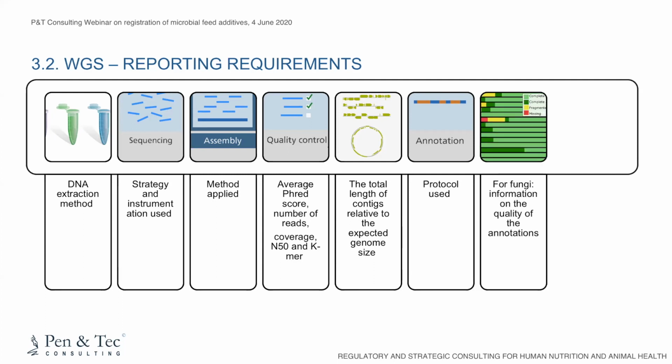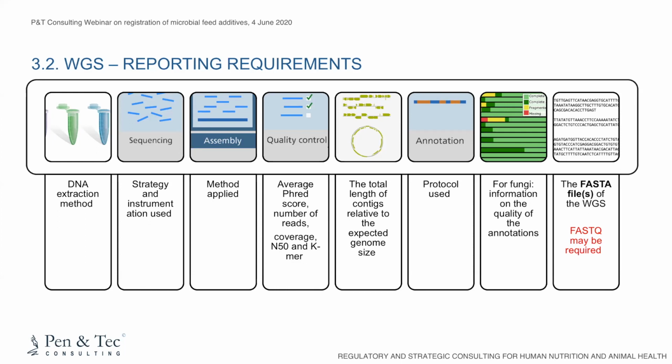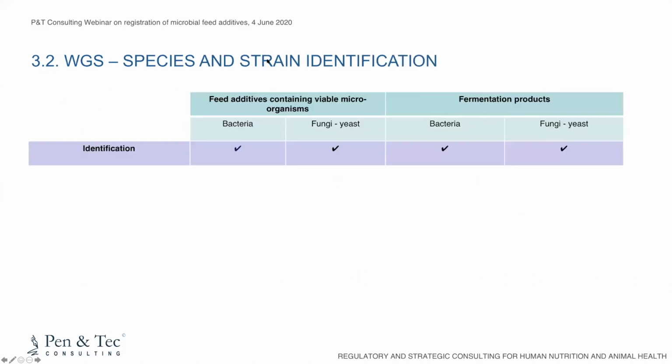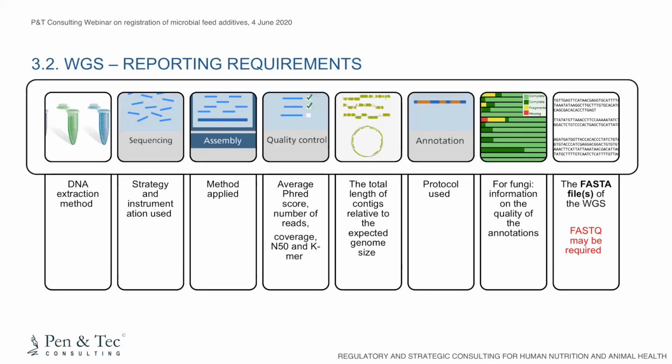For fungi, information on the quality of the annotations obtained from relevant databases must be reported. And finally, the FASTA files of the whole genome sequence is required according to the current 2018 guidance. However, according to the new draft statement on WGS, it appears that FASTQ files will be required as well. These files are considered like raw data of the genome.